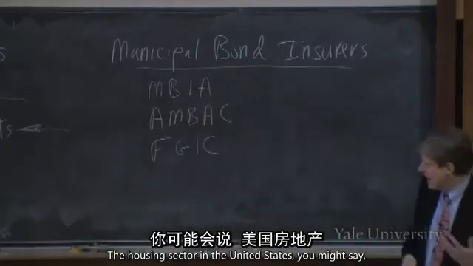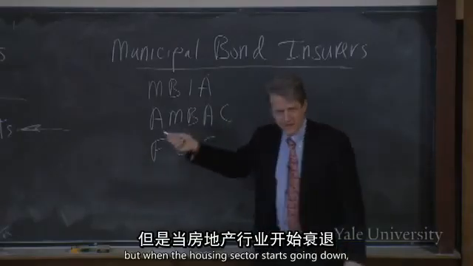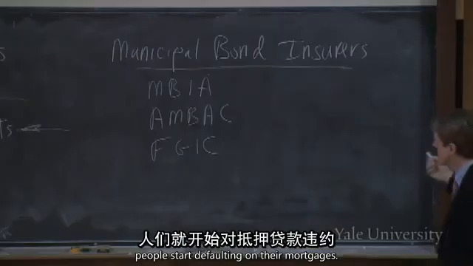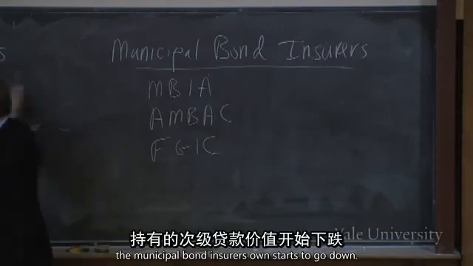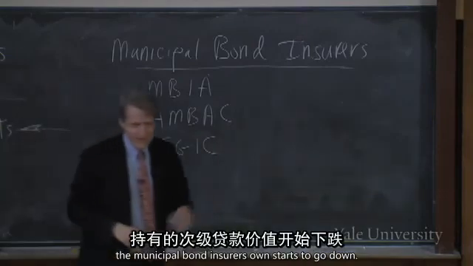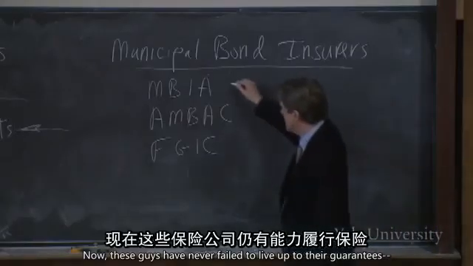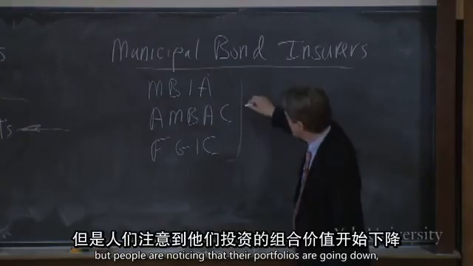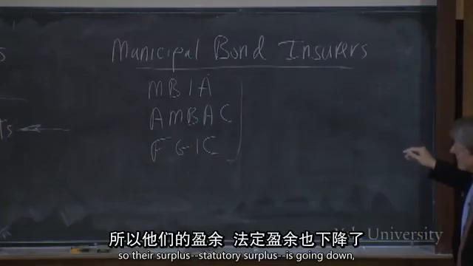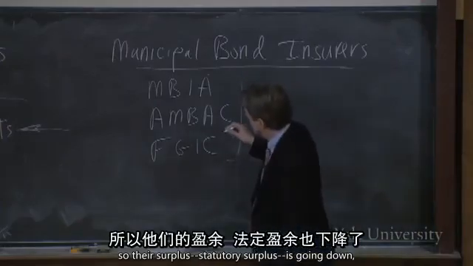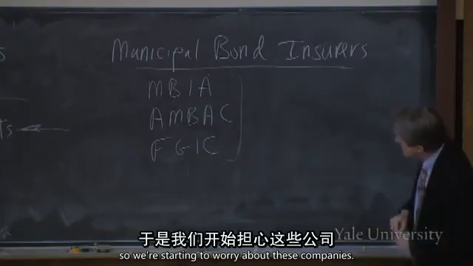The housing sector in the United States, you might say, is completely different from municipal bond insurers. But when the housing sector starts going down, people start defaulting on their mortgages, then the value of the subprime loans that the municipal bond insurers own starts to go down. Now, these guys have never failed to live up to their guarantees. They're doing just fine, but people are noticing that their portfolios are going down. And so their statutory surplus is going down, and so we're starting to worry about these companies.